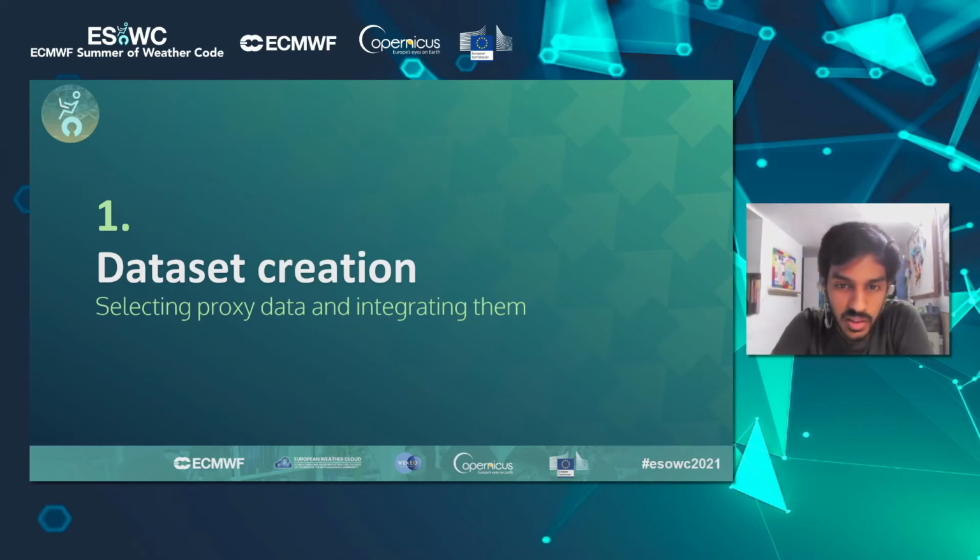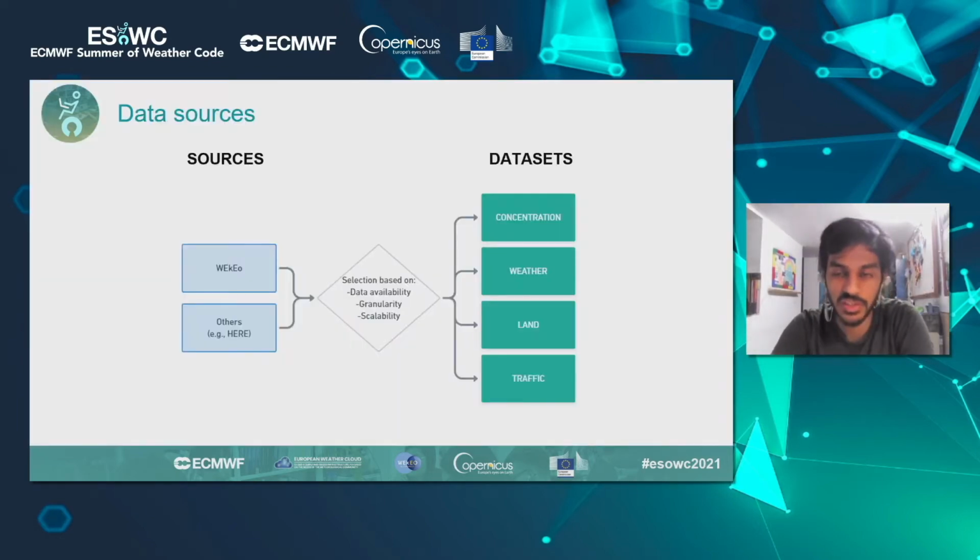Thank you, Luca. So the first step is the creation of the dataset, as Luca was mentioning. The data we use in our project comes from various sources, primarily from Wikio, which is a source of lots of geospatial and climate-related data. And also some datasets are sourced from elsewhere, for example, HERE, which is a company that provides real-time traffic data.